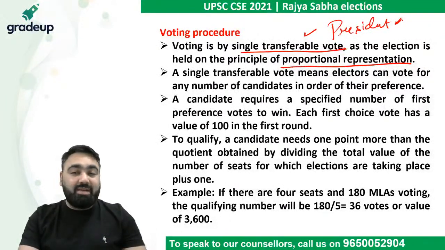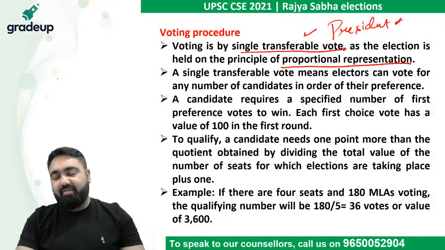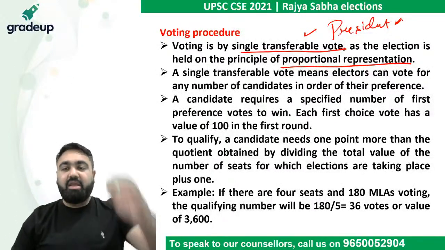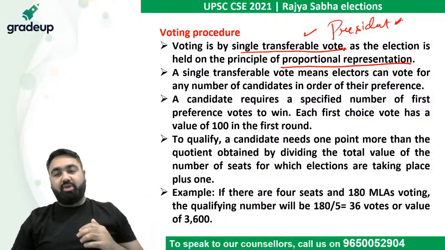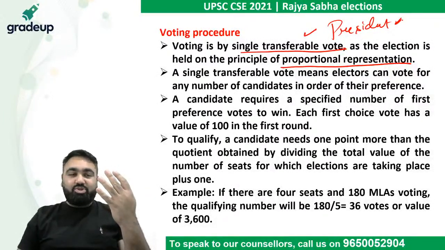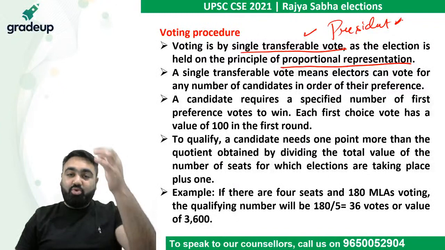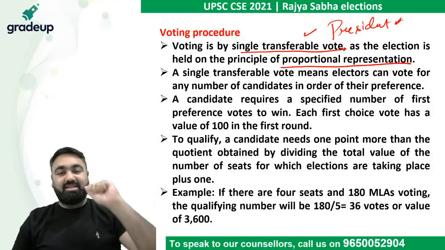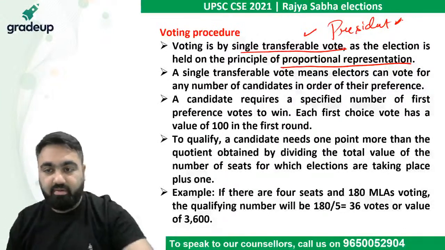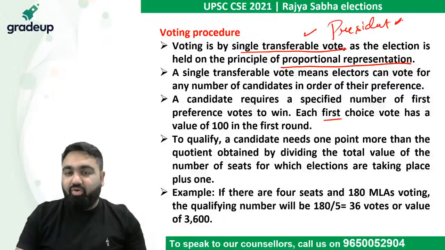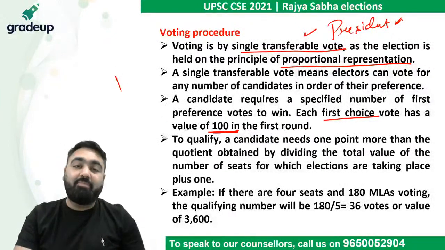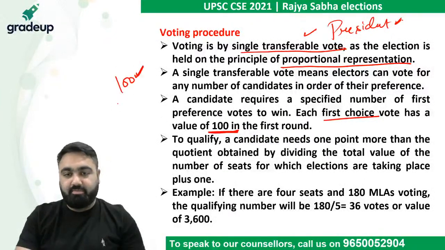Now, the interesting part is, as we have discussed in the President's election, when you are voting in the Rajya Sabha, you give a priority order. If there are 4 candidates who want to contest in the Rajya Sabha, you give a priority order. Number 1 rank is this, number 2 rank is this, number 3, number 4, etc. First rank vote is equal to 100. So if I gave first rank vote to someone, that means I have given 100 votes to that person.